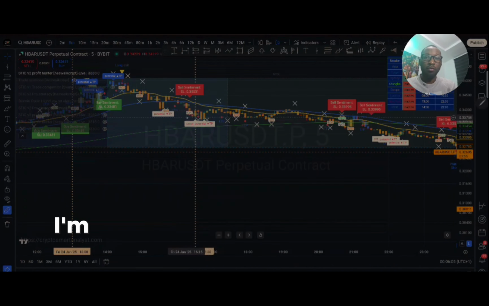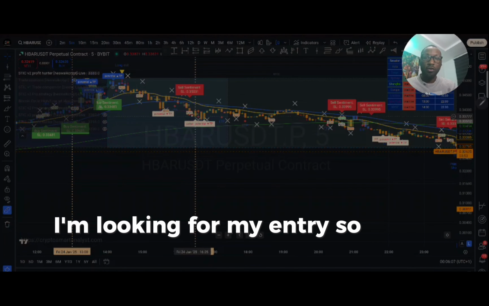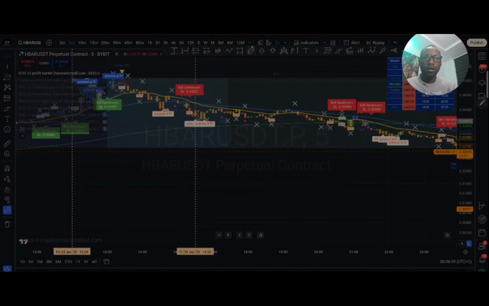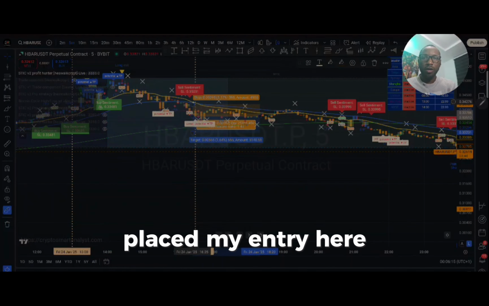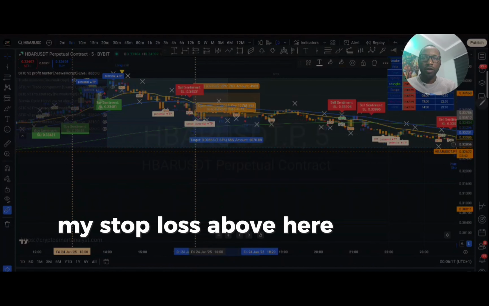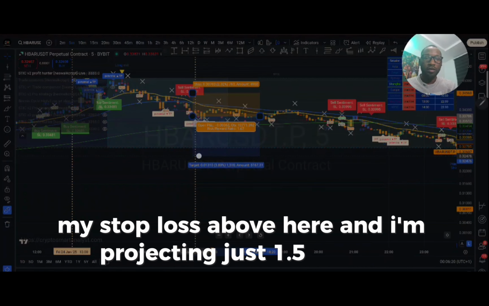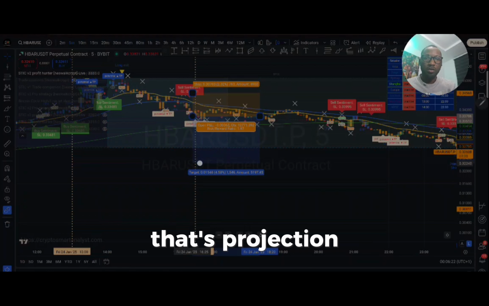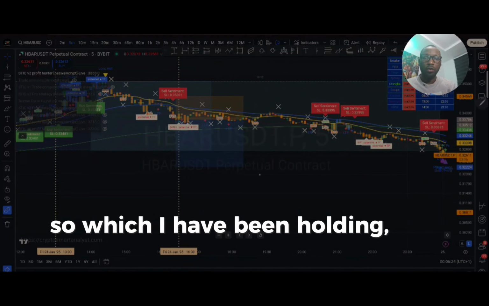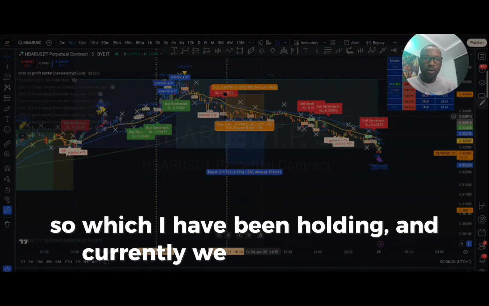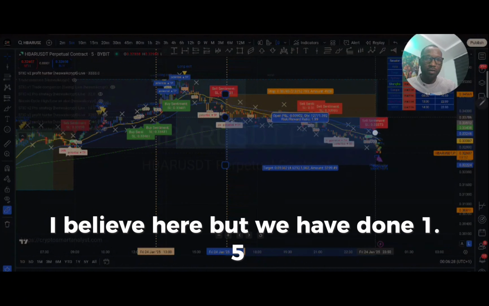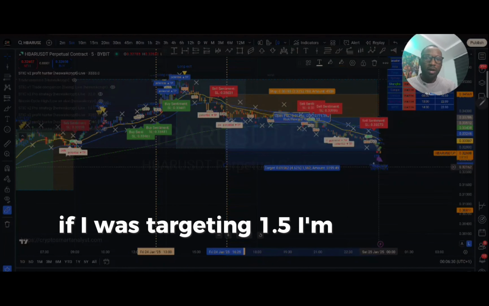Then what am I looking for? I'm looking for my entry. So I placed my entry here, my stop loss above here, and we're projecting just 1.5x to 2x. That's the projection, which I have been holding. Currently we're yet to do 2x, but we've done 1.5x. So if I was targeting 1.5, I'm already out of the trade.